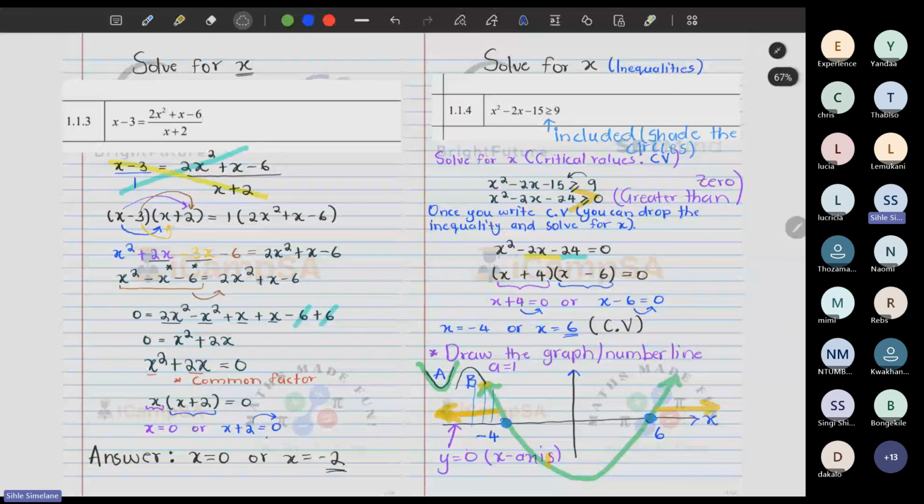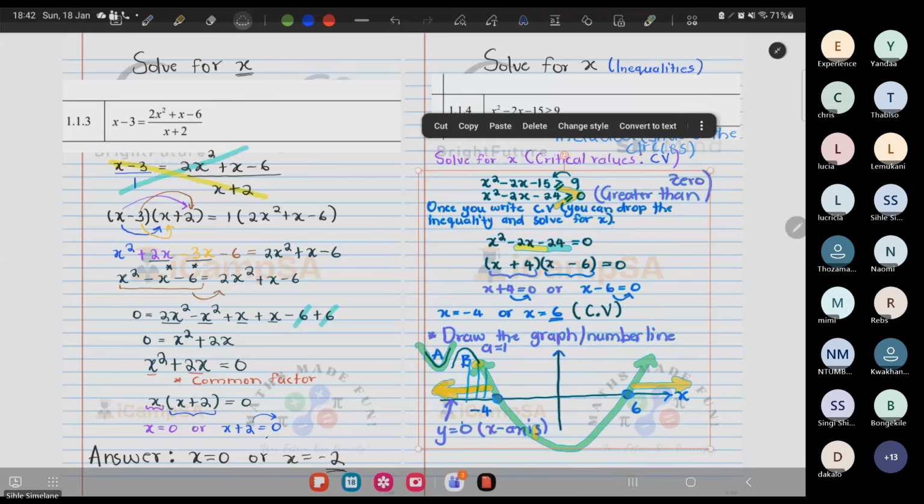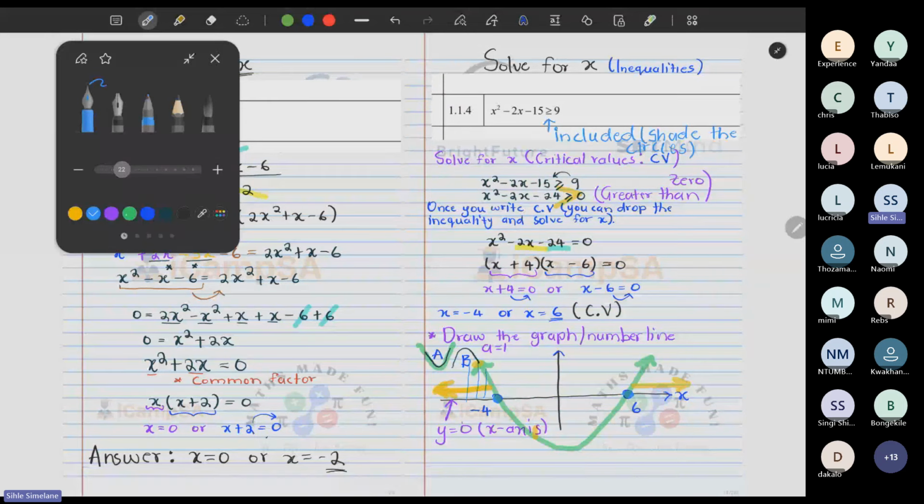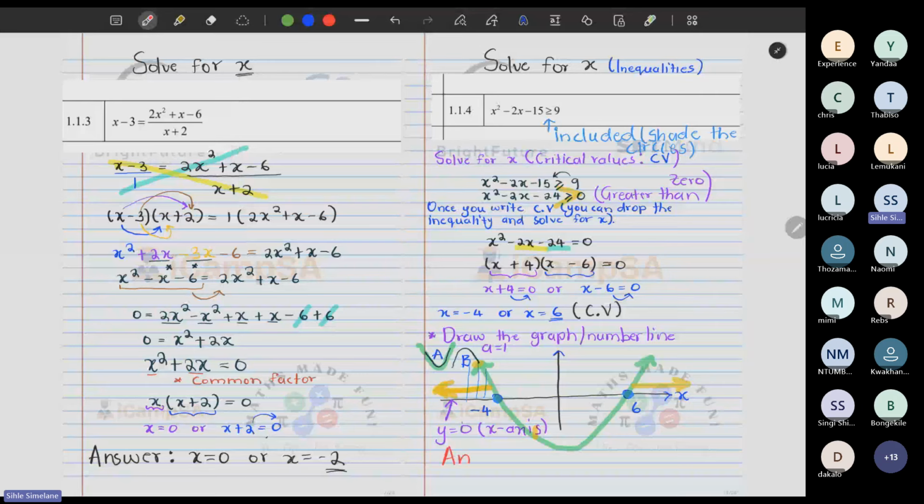So what is our answer? Let's finalize that. Anyone wants to give me the final answer? What is the final answer looking at the graph? In the arrows which I put. So x values which are on the left of -4, those x values are less than -4. So this is one of the answers. Or the other one will be x values which are on the right of 6, meaning greater than 6. So this is our answer for this question.